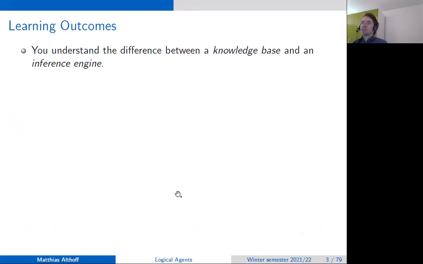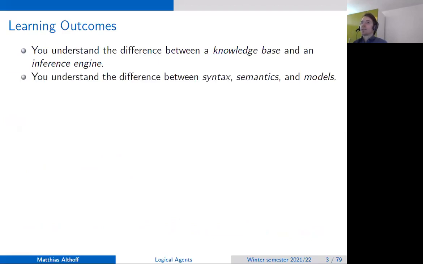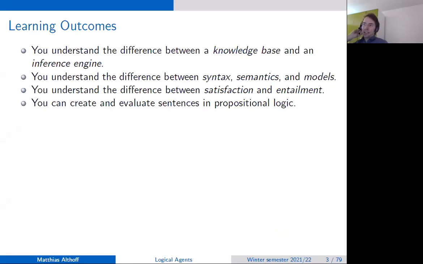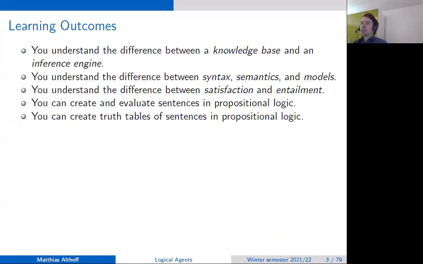And as always, here's the list of the learning outcomes, which are of course again relevant for the exercise and the exam. First, you understand the difference between a knowledge base and an inference engine. So that's what we'll discuss on the next slide already. You understand the difference between syntax, semantics, and models. If you're studying computer science, you know this already anyways. You understand the difference between satisfaction and entailment. And you can create and evaluate sentences in propositional logic, which is not very difficult. You can create truth tables and sentences in propositional logic. Also, this is something many of you have done before.